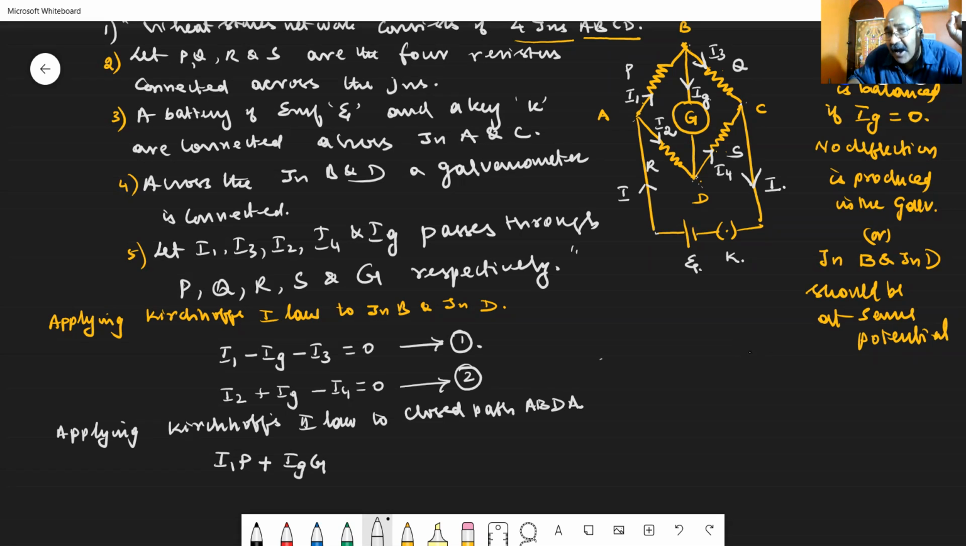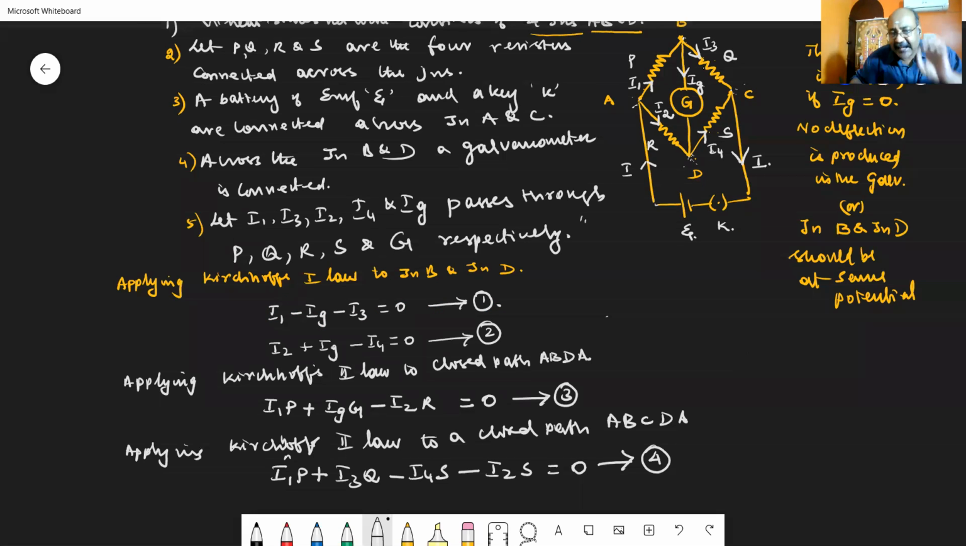Then in the third arm, the direction of the path is D to A, but current is flowing in the opposite direction. So I am putting the product as minus. Product of current and resistance. Current is I2 and resistance is R. Should be equal to... So the algebraic sum of product of current and resistance is equal to EMF. But in this closed path A, B, D, A, there is no EMF. So the EMF applied is equal to 0. Let us consider this as equation number 3.